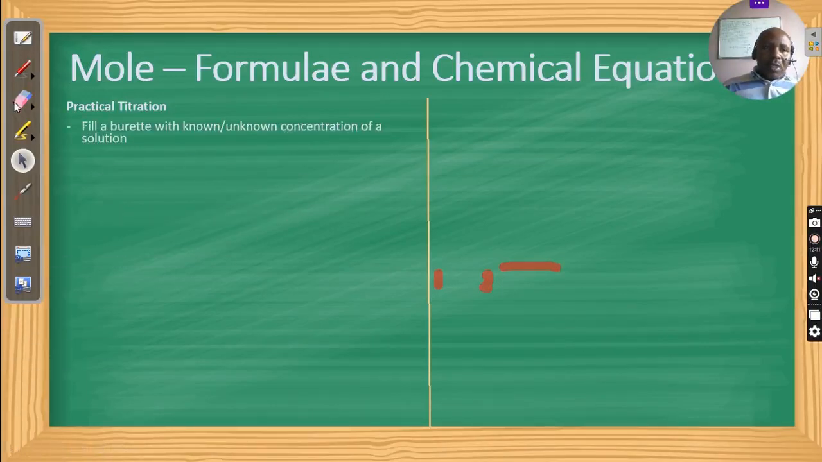So let us do practical titrations, which are very common in your practicals. And the general procedure is that you fill a burette with a solution of known or unknown concentration, one of the reactants.